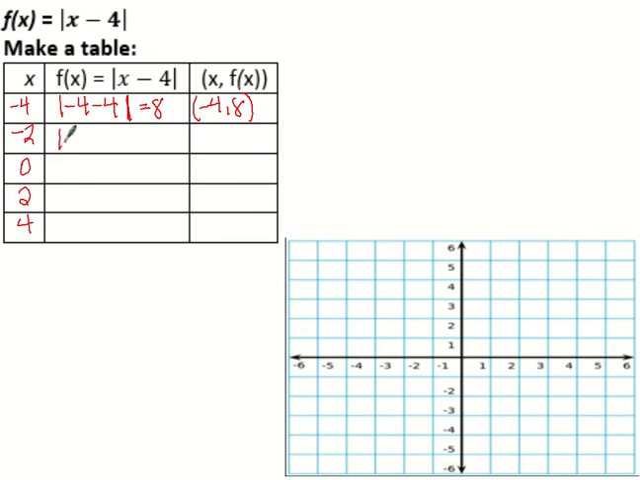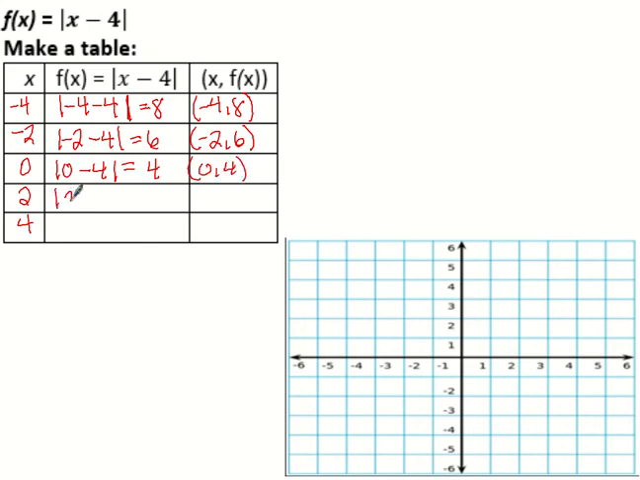And then if I do -2, I'm going to go -2 minus 4. Well, -2 minus 4 is -6, and then the absolute value would be 6. So we get -2, 6. Same, we go 0 minus 4. Well, that's -4. But if I take the absolute value, that's 4. So I get 0, 4.